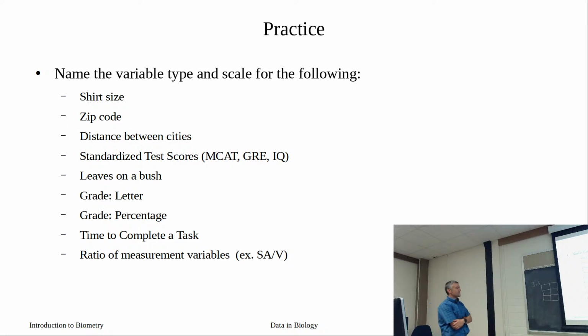All right, leaves on a bush. Qualitative or quantitative? Definitely quantitative. Discrete or continuous? I would say it's discrete because we don't normally count half leaves. Either they have the leaf or they don't have the leaf, right? Ratio or interval? Ratio. Yep, ratio. You can have 0 leaves on that.